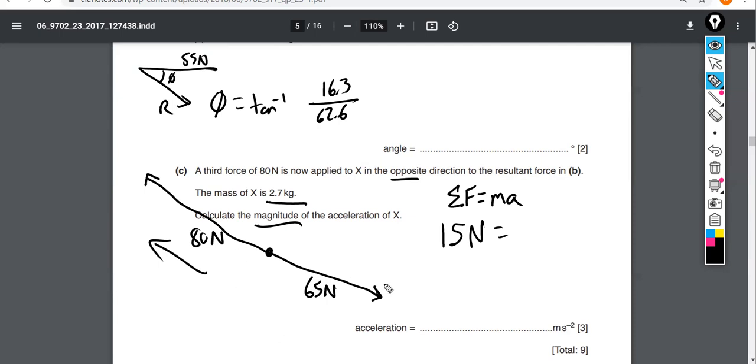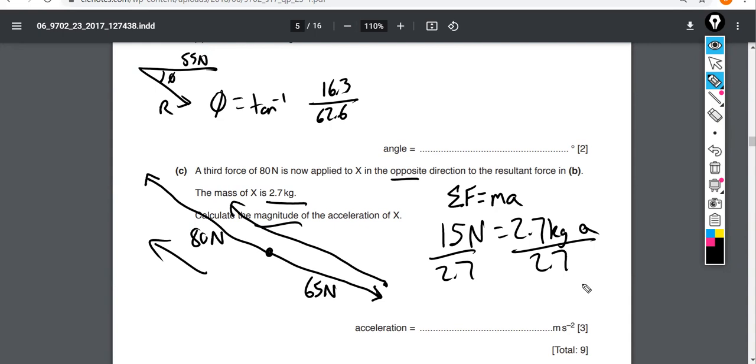Put the vectors head to tail, right? So there's that vector. Let me add this vector to it. So I'll put it head to tail. See how it's going back 15 that way. 80 is bigger than 65 by 15. So I just subtract those numbers to get the net force. 15 equals 2.7 kilograms times some acceleration a. So in order to solve this, you just divide each side by 2.7.